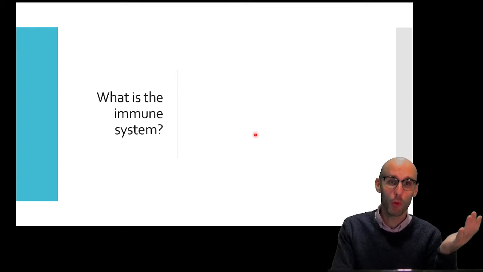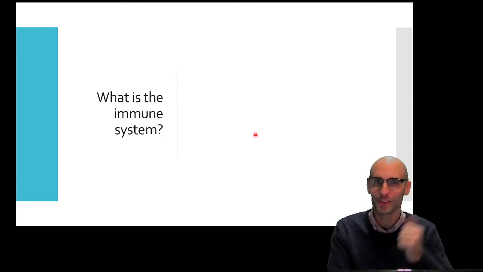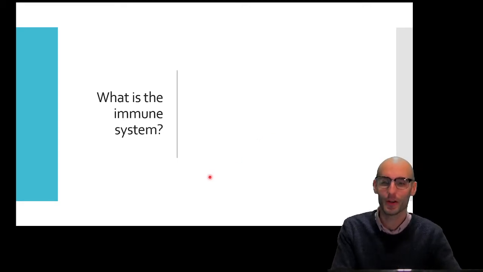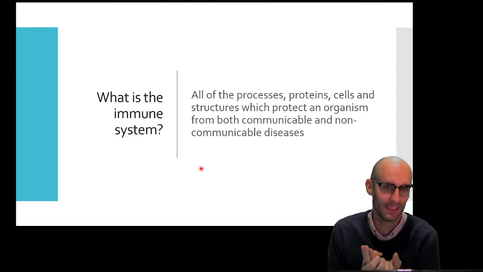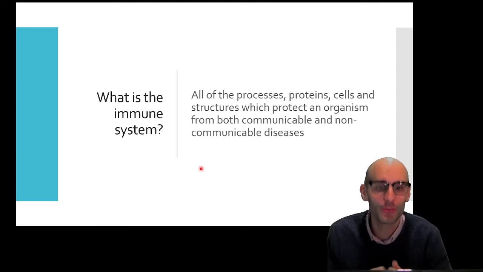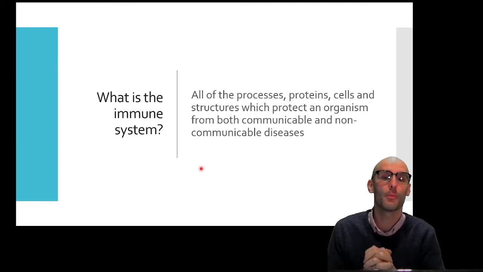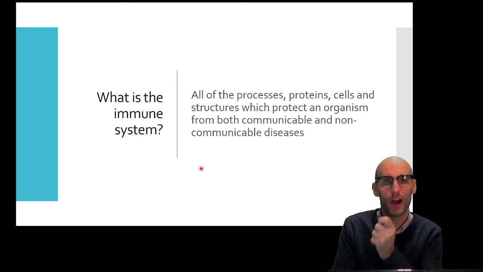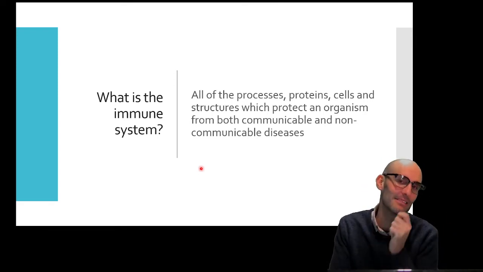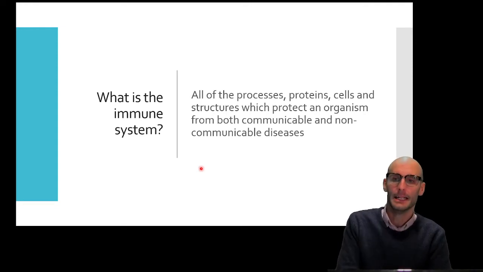So first of all, what is the immune system? We talk a lot about it. We hear a lot about it, boosting your immune system with vitamins and whatnot. So what actually is it? Well, it's all the processes, proteins, cells, and structures in an organism that help protect it from communicable and non-communicable diseases. So that's key there. It doesn't just fight pathogens like bacteria and viruses. It also helps us with things like cancer.